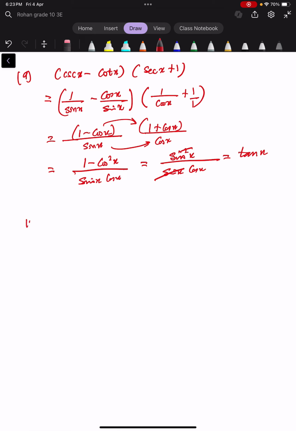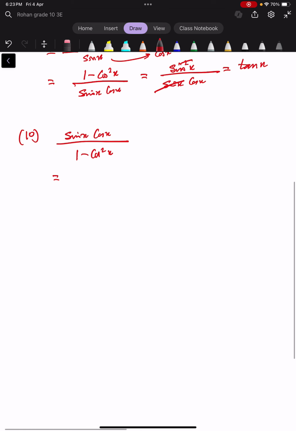The table has disappeared, hidden under that. 1 minus cos squared. The denominator is sine x cos x upon sine x squared. So 1 minus cos squared x is sine squared x. Then you can cancel off. Now this is cos x over sin x, which is cot. Cot x is the final answer.